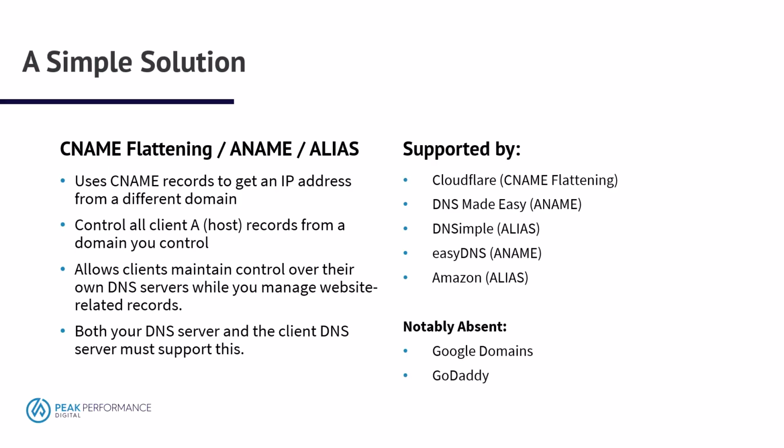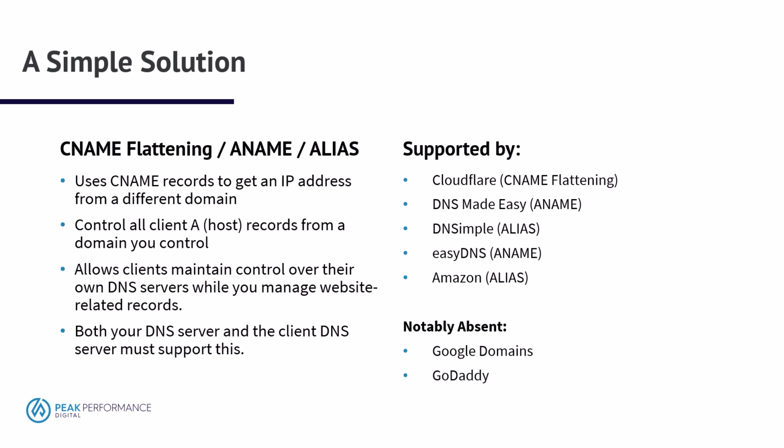A simple solution to all of this is called CNAME Flattening. Some other places call it A-names or aliases, but really what it does is it lets us use a CNAME to get the root IP addresses from a different domain. That lets us control all the client host records from a domain that we control, and it allows the clients to maintain control over their own DNS servers while you manage the website-related records in your own servers.